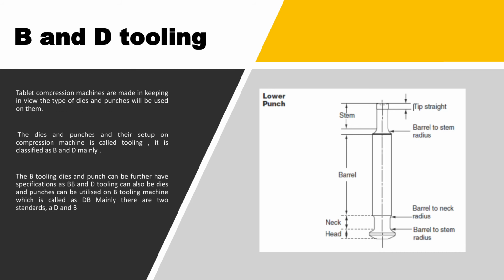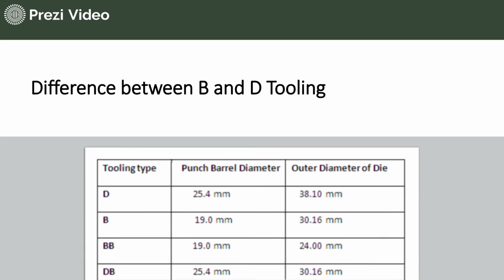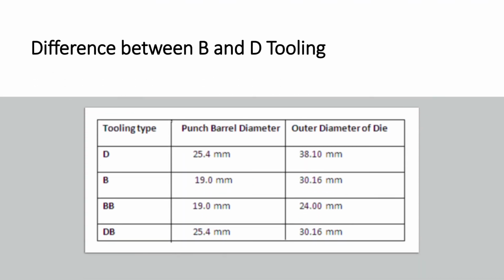So the dies and punches and their setup on a compression machine is called the tooling. It is identified mainly as B and D. Now in this graph, you can easily spot the sizes. When I say the smallest type of tablet, it will be the BB type. The BB variant would be able to produce the smallest size of tablet.